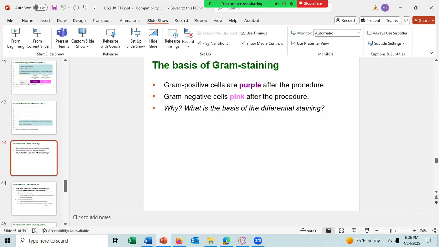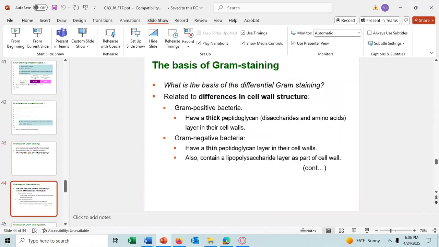All right, the gram-positive cells are purple after the procedure. The gram-negative cells are pink after the procedure. Why? What's the basis of the differential staining? It's related to the differences in the cell wall structure.